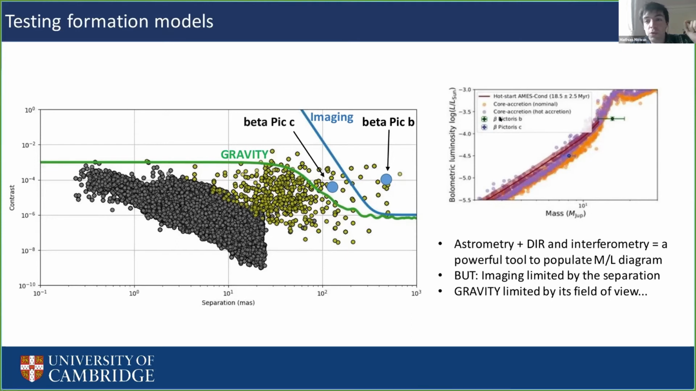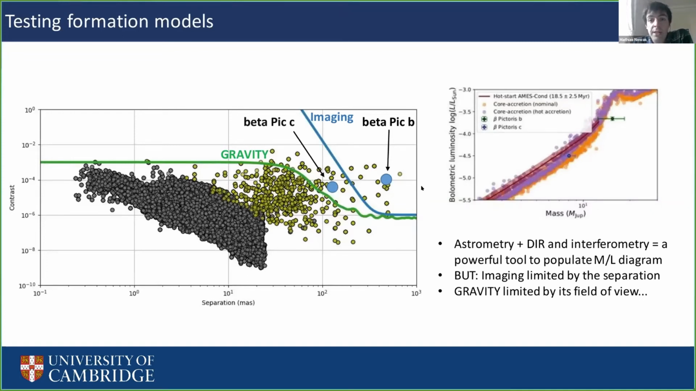which makes it very difficult to fill out the mass luminosity diagram. Now, the interesting bit about astrometry is that it's sensitive to the mass of the planets, and it's not really bothered by the age of the star. You can use astrometry on old or young stars. It doesn't really make too much of a difference.